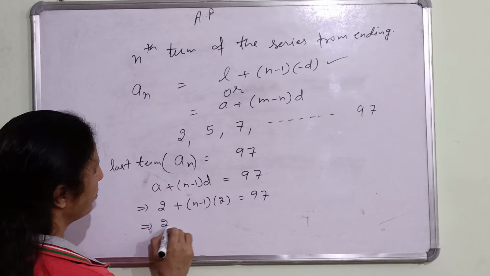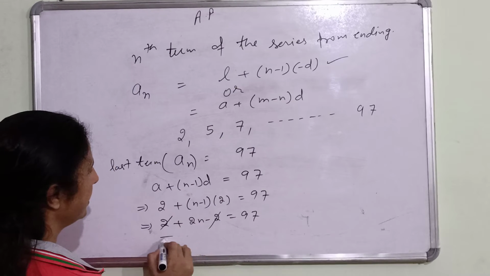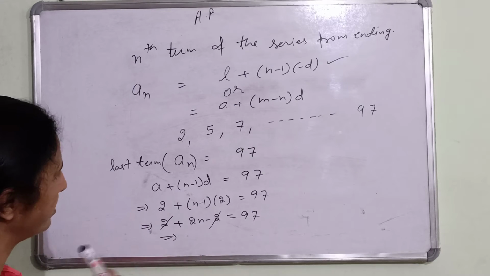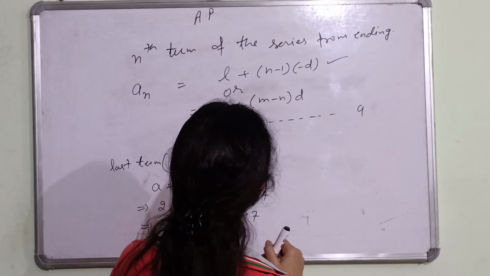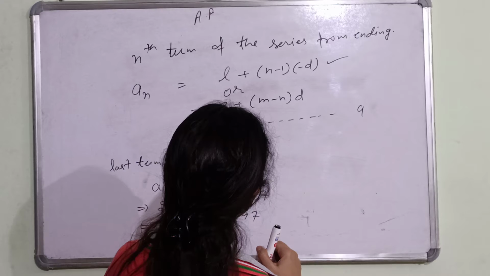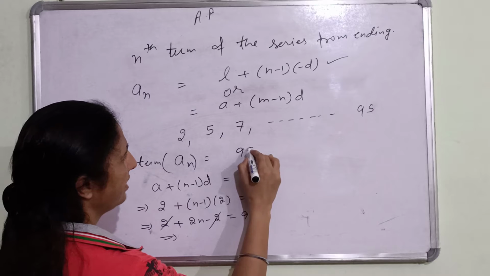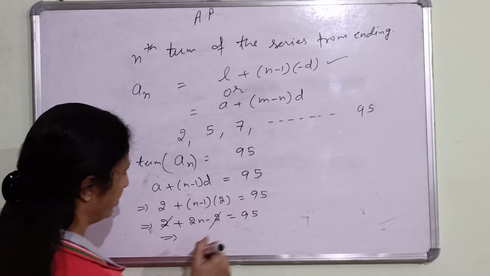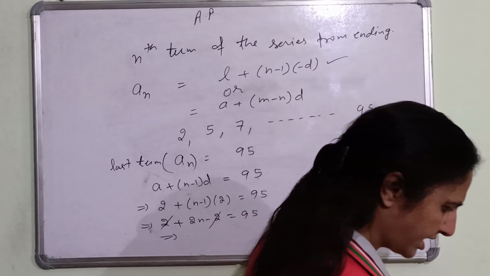So by using this you can find that 2n minus 2 is equal to 97. So 2 can be cancelled. So I think 97 would not be the last term because n is not here. So instead of 97 you can write 95, right? Because n is a natural number, so we need a natural term. So here also it is not the term of this series. So let's take an example.